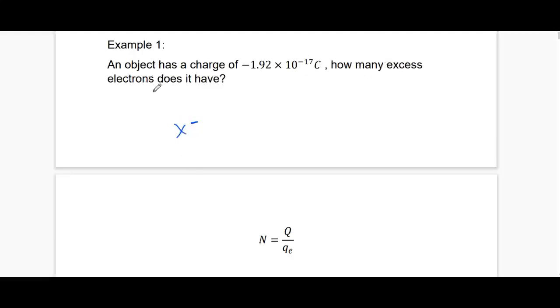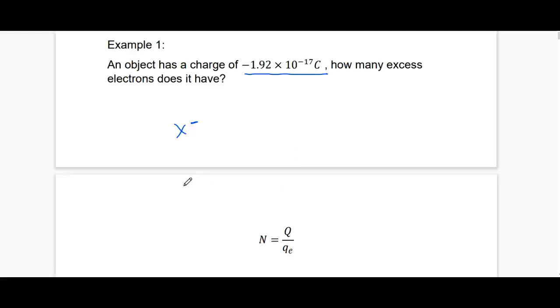So they're asking how many excess electrons does it have, because we can see it has a negative charge. So it means if it was an atom, it will be an atom that has an excess electron, like that has a negative at the top. So they're asking how many electrons does it have. So what can we use? We are given the charge. We can use the principle of quantization of charge.